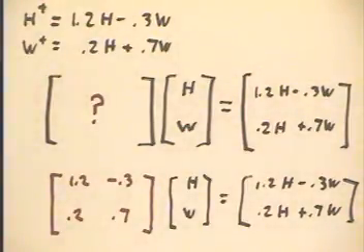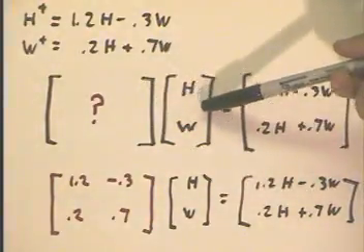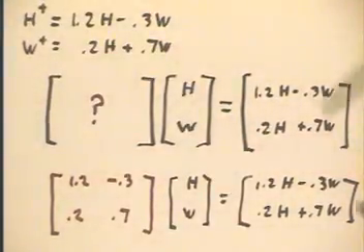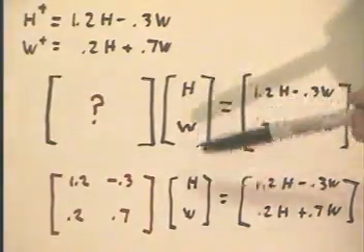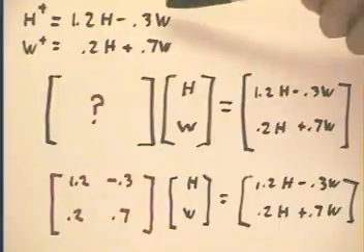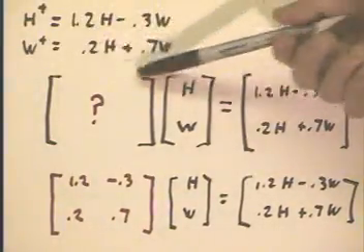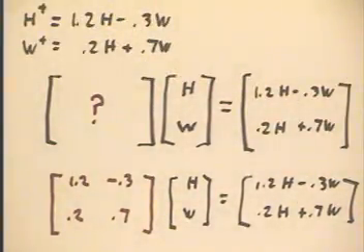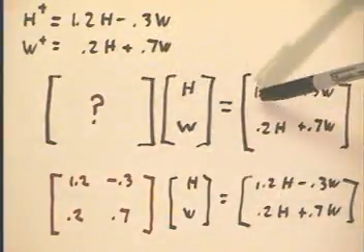Okay, now the question is, what do we multiply by the number of hares and the number of wolves to get the new number, the number after transition? H and W are the numbers before transition. This is going to be our H plus and our W plus, but written into the form that we have on the right hand side here. So what numbers do we have to put in here to get these numbers?